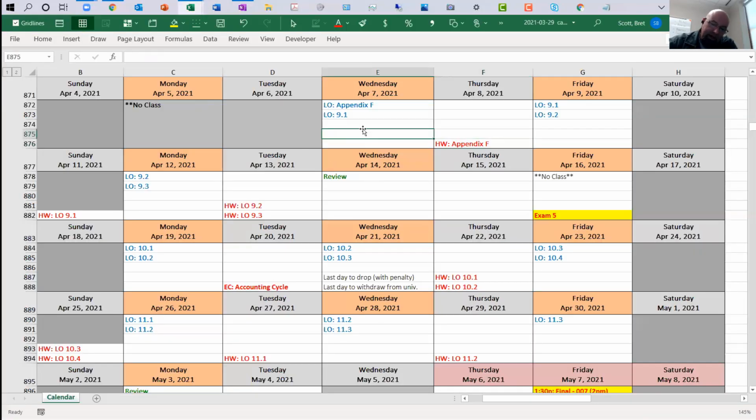A week from today, we're going to have a review for our exam, which is on Friday, April 16th. So just realize this is a quick turnaround. Most of the questions on exam 5 are going to be from chapter 9, about 16 questions. Another 5 questions are from appendix F. Appendix F is important to go through because a lot of the calculations that we do for chapter 9 are based off of your knowledge of the time value of money concept. So make sure that you're aware of what's coming up.